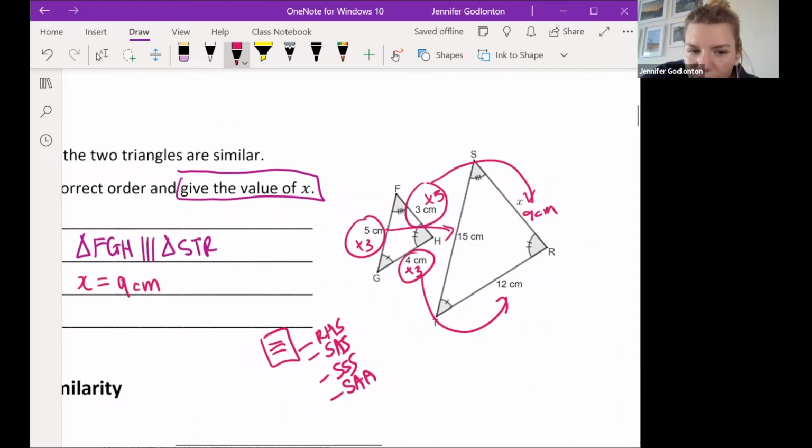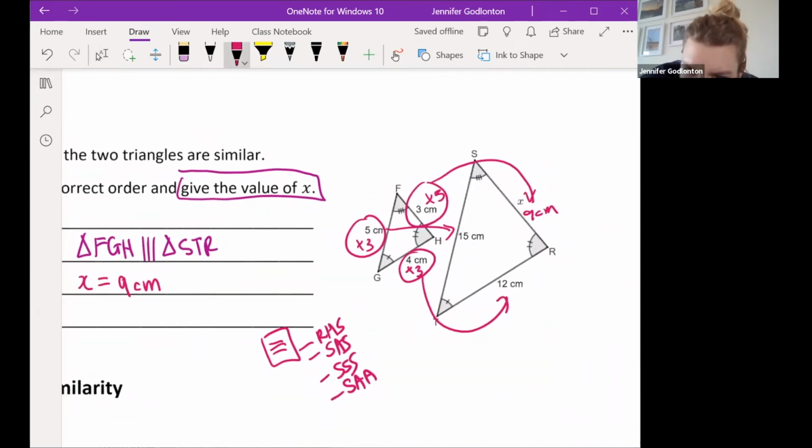I think for whoever wanted the picture, I'm just going to try and erase some of my drawings, and that might help a little bit. Hopefully that's clear on your side.